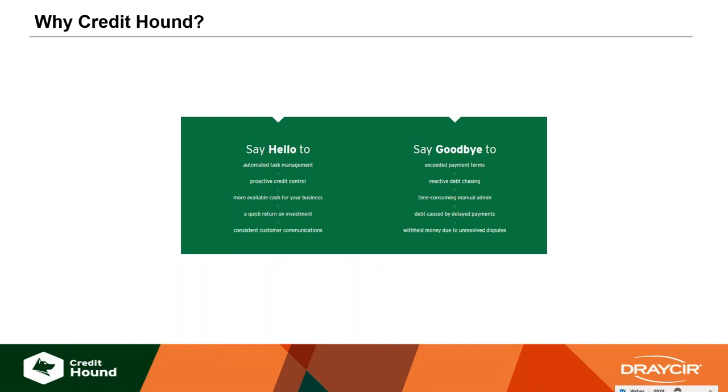So why Credit Hound? Now, the very first thing that I'll say is we're going to turn a reactive process, so instead of chasing an invoice once it's already past due, we're going to turn that into a proactive process. We can send a reminder before that payment is due, and that's done automatically. So you don't even have to think. You don't have to run any reports or manually send any emails, make any phone calls. That initial stage is all done for you.